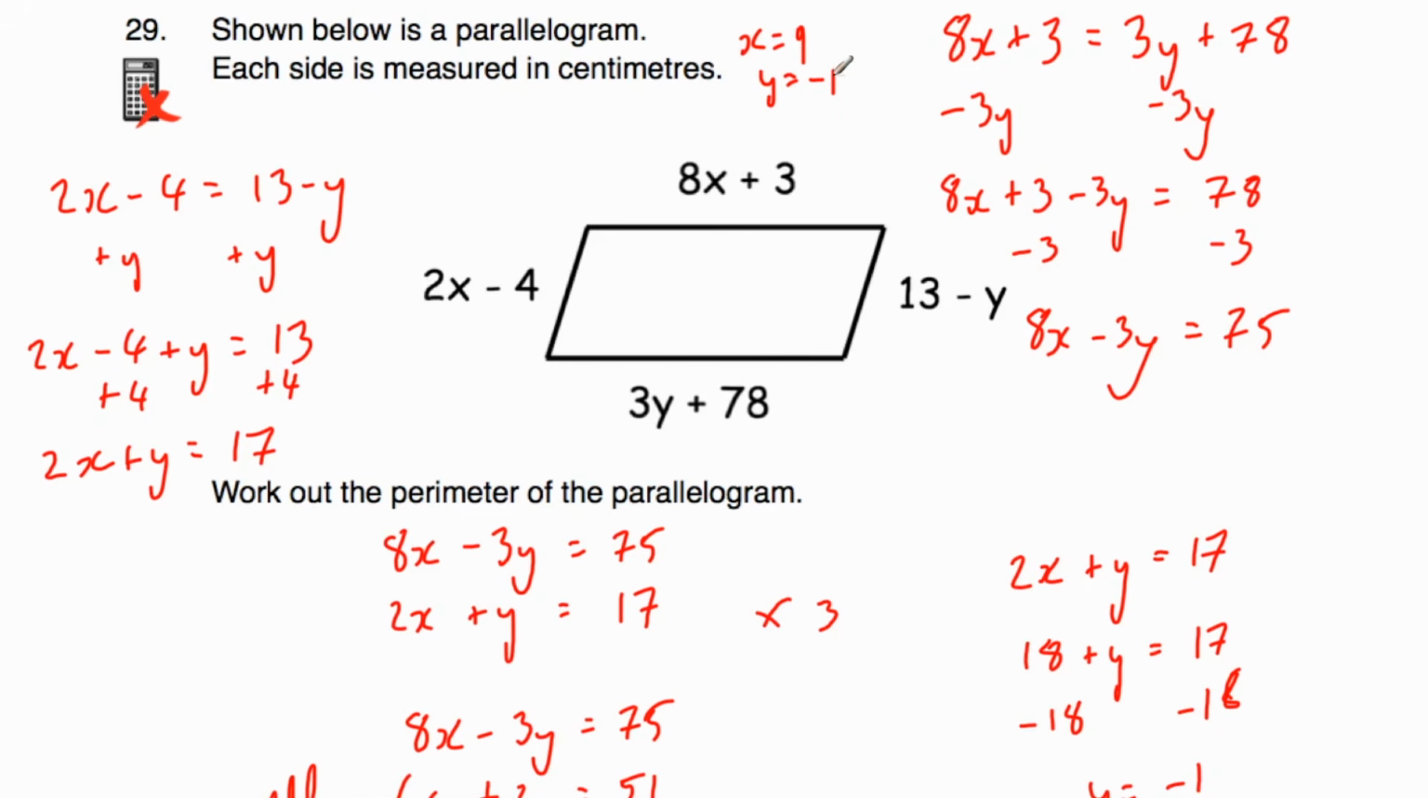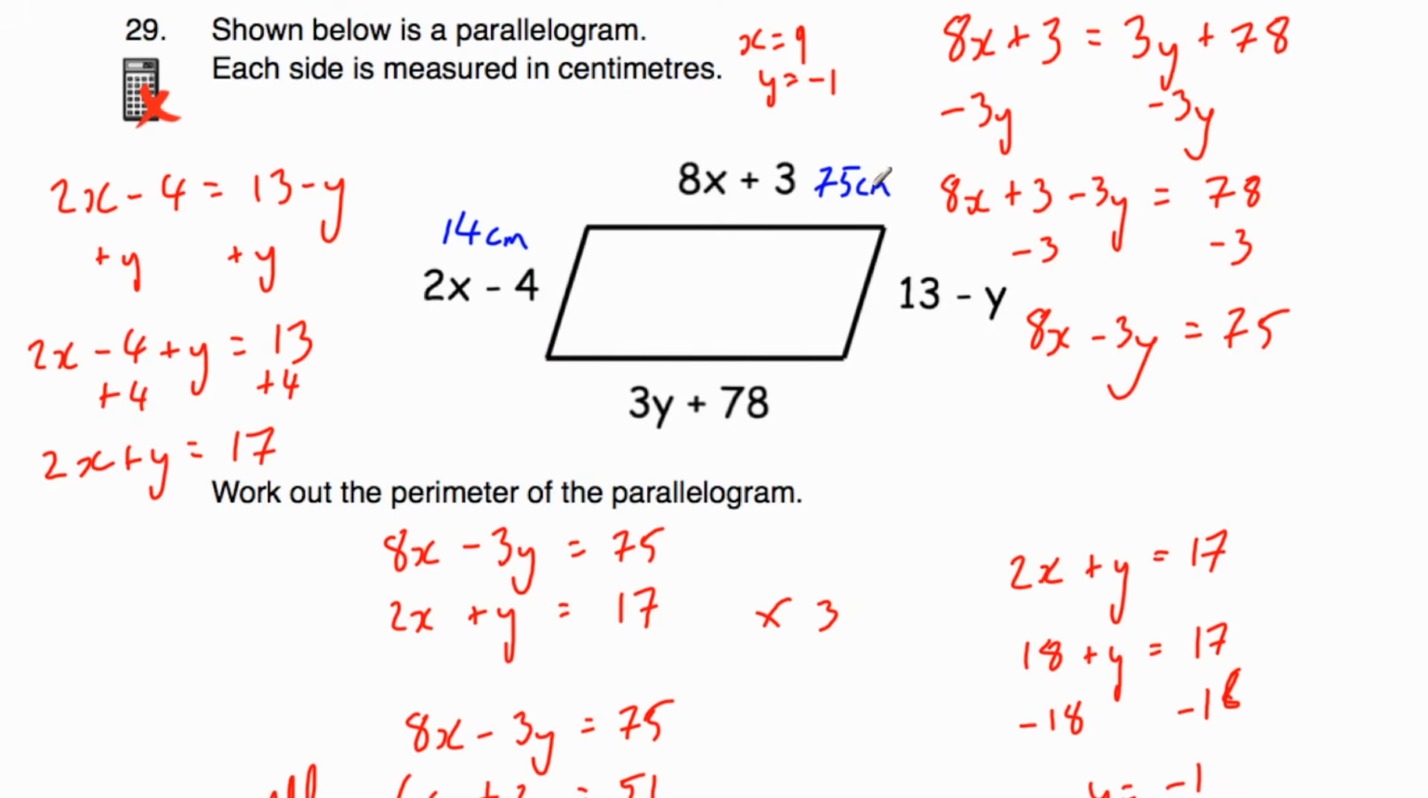So we've got our values for x and y, and we want to find the perimeter, so we want to find out the distance around the outside of this parallelogram. So let's substitute these values into our expressions. So we've got 8x, and x is 9. 8 times 9 is 72, plus 3 is 75. So that means that the length of the parallelogram here is 75 centimeters. Now if we have a look at this side, the left hand side, we've got 2 times x, that's 2 times 9, which is 18. Take away 4 would be 14 centimetres.